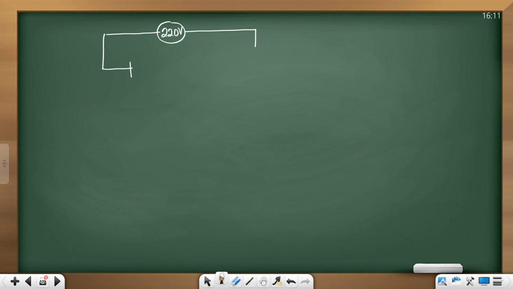6 marks. We have Y and we have what? Z. What do we know about this? Power is 80 watts. The resistance is 484. What are we looking for? We are looking for the power there. Because they are connected in series, I know that 220 is supposed to be divided.